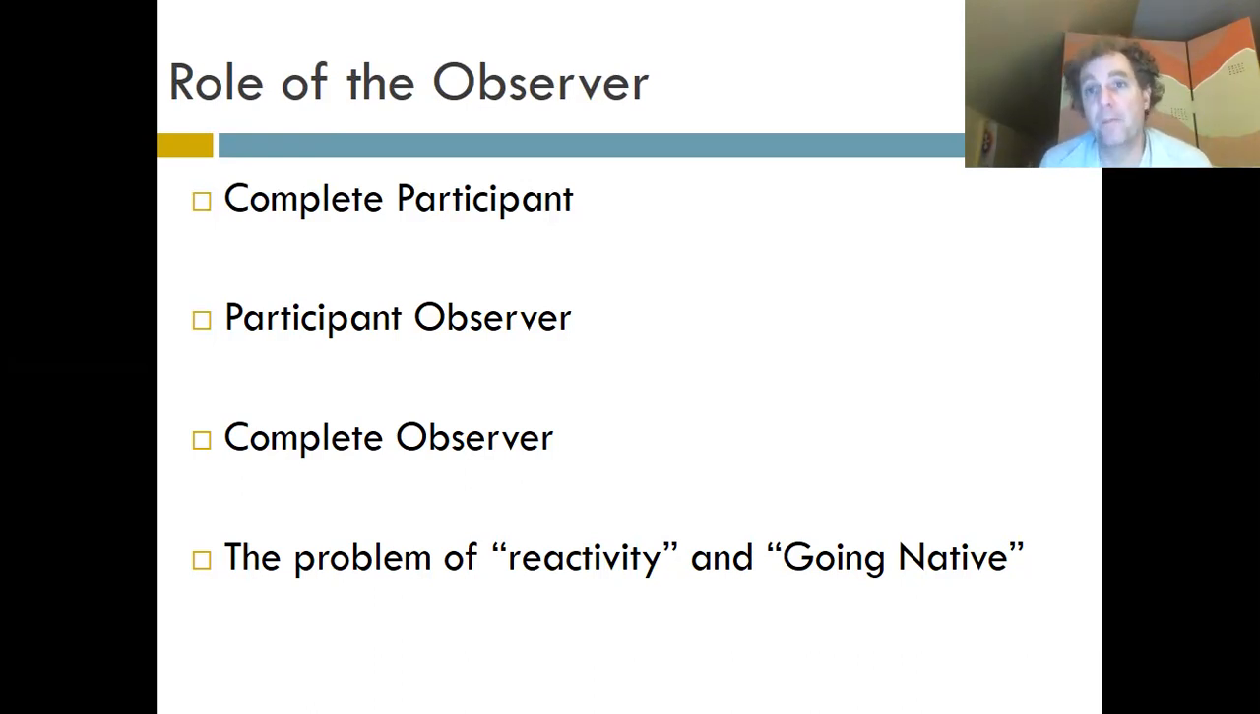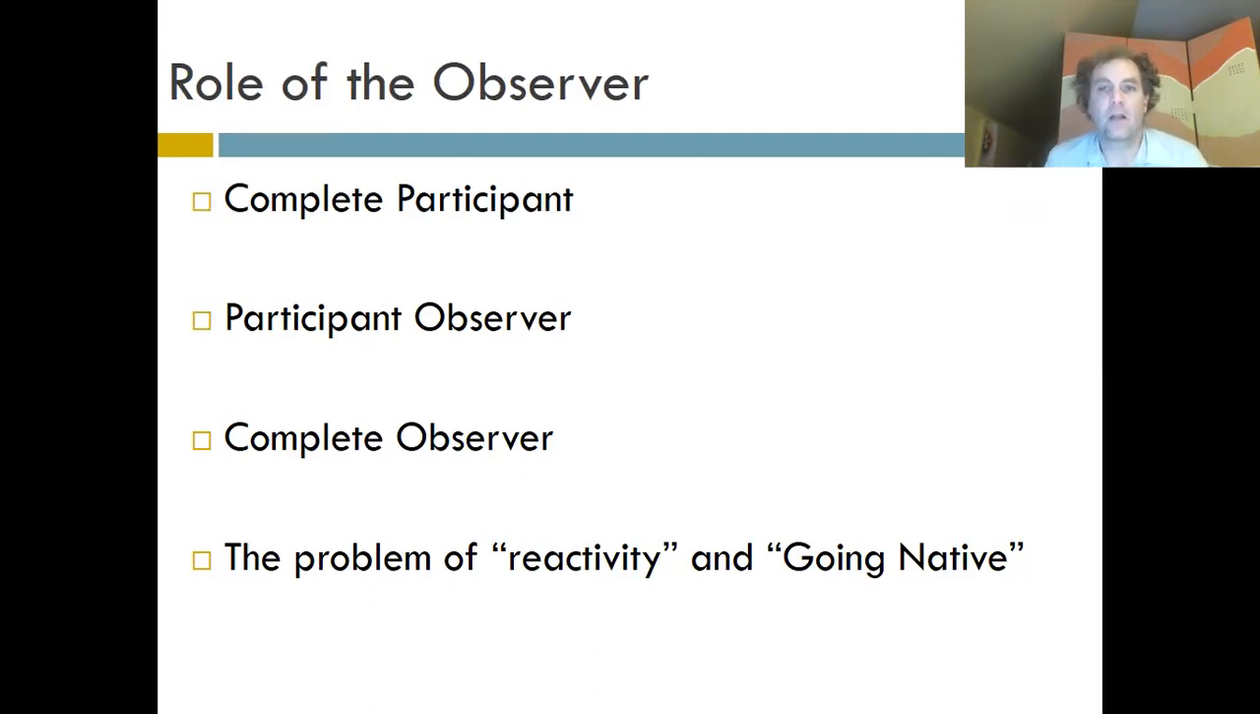And so this is a problem in all forms of research, right? But it's particularly a problem in ethnography, because what you're trying to do is really get a thick description. You're trying to get all the nuance, all the complexity of the group's life. And so if they're holding back, if they're not really being honest, then that's a problem for you.